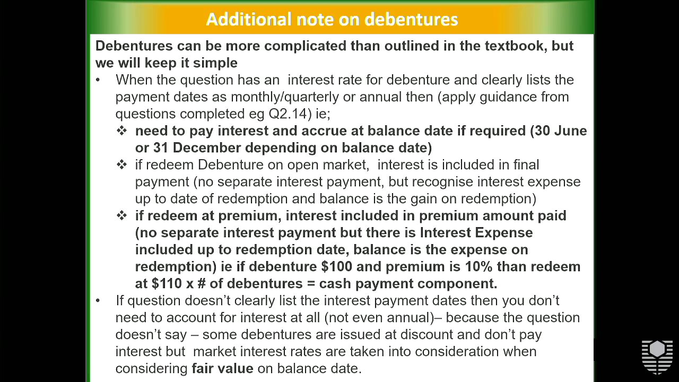Normally, when you redeem a debenture, any interest owing is included in the redemption value. So what you're paying is included in your final payment. But what you have to do is work out what component of that is interest and what component relates to the debenture, and what's left, whether there's a gain or an expense. It can get a little bit tricky, so we try to keep it simple.